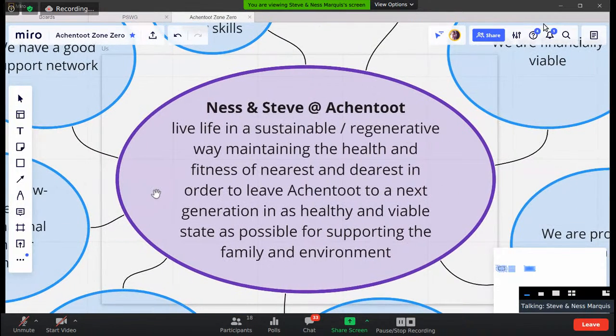So Stephen and Ness at Akantut, living life in a sustainable, regenerative way, maintaining the health and fitness of nearest and dearest, in order to leave Akantut to the next generation in as healthy and viable a state as possible for supporting the family and environment. That's our modus operandi here. That's what we'll test everything against.